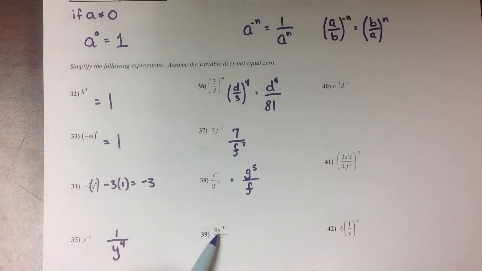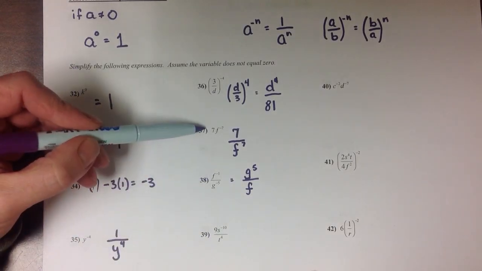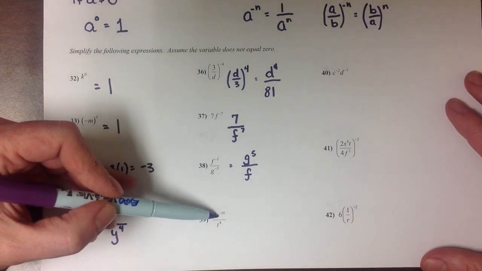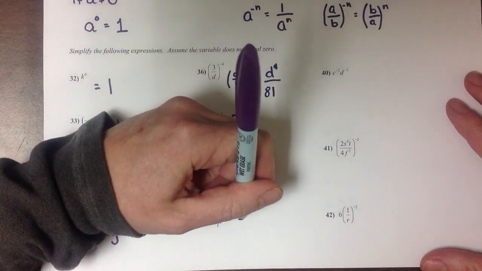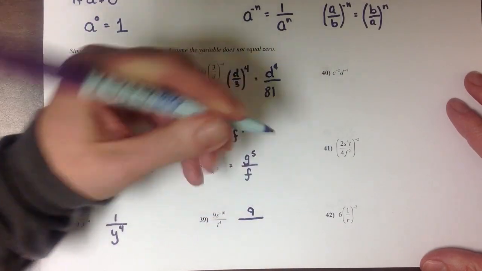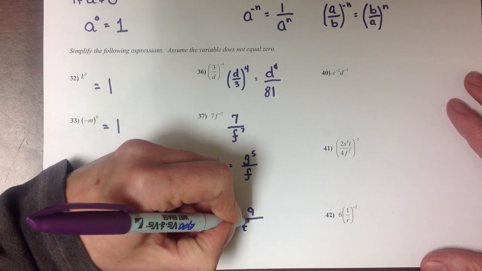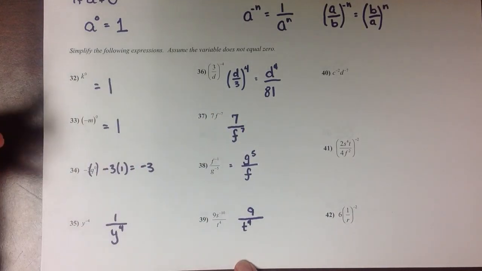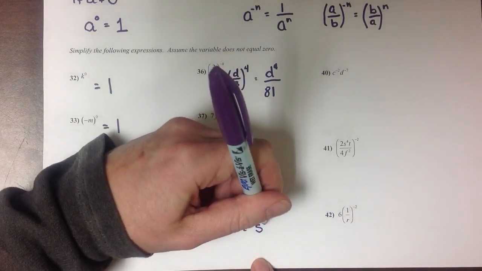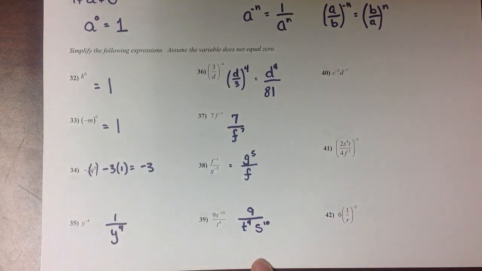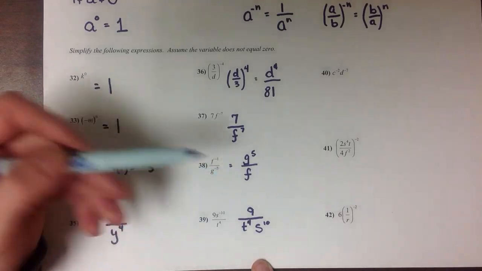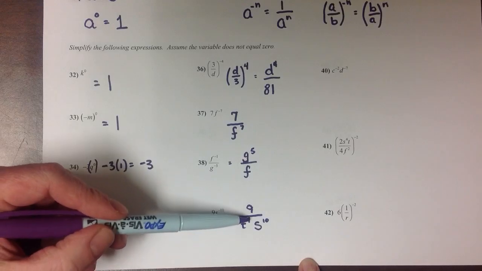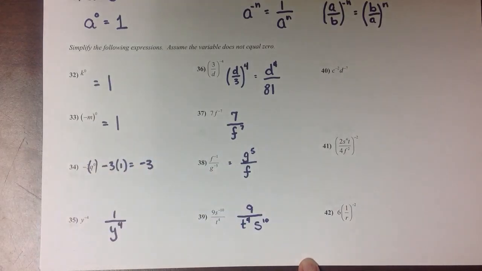So what about this one? Again, recall, just like with 37, that the negative 10 applies only to the s. So only the s is riding the elevator down. The t to the 4 doesn't have a negative, so it doesn't have a pass, so it's going to stay where it is and be joined by the s to the 10. So my marker's getting a little fat here. That says 9 over t to the 4 s to the 10.